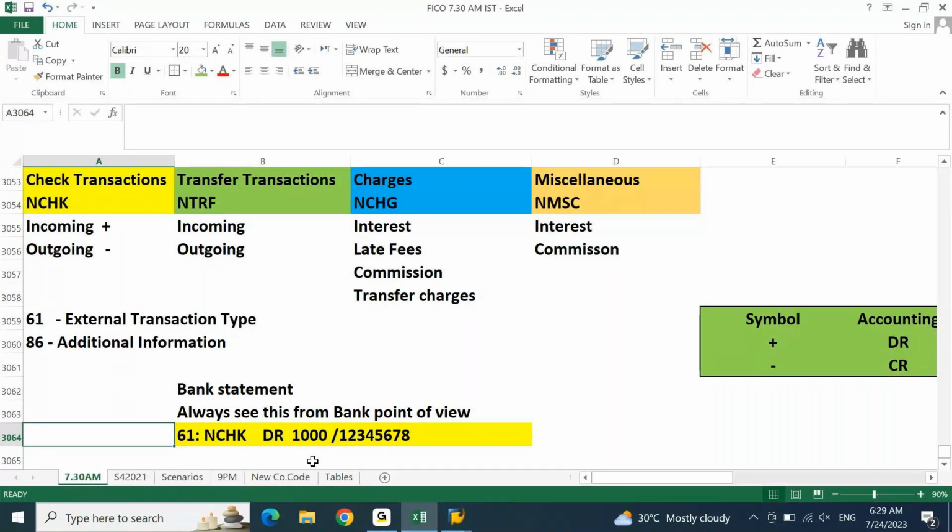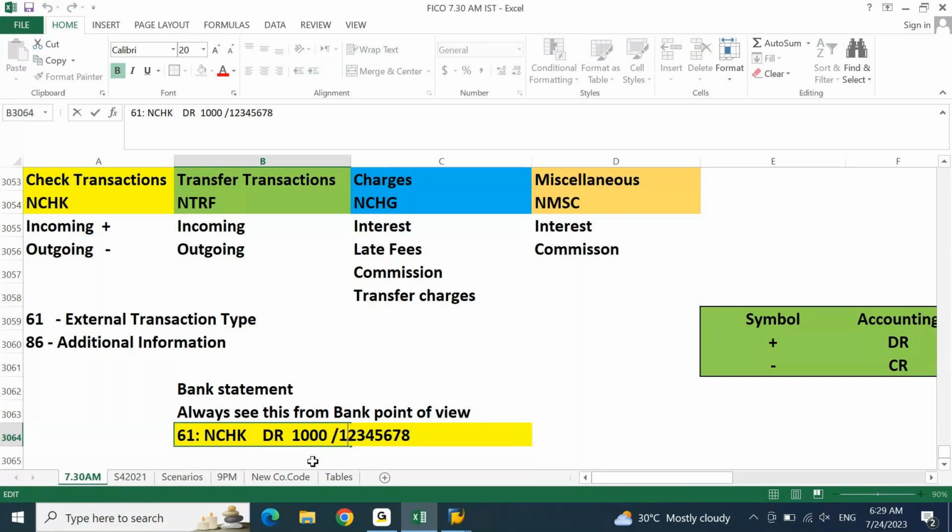If it is related to a check, if your bank statement is representing a check number, in tag 61 you are going to have a slash like this. After this slash, it will be represented with your check number or transfer number. Tag 61, after the amount, there will be a slash at the end. If there is any transaction reference mentioned in the bank statement, you are going to have the number. If it is related to a check, it will be a check number. If it is related to a transfer, it will be a transfer number. In short, your UTR number, unique transaction reference number, or TR number, transfer reference number or transaction reference number.